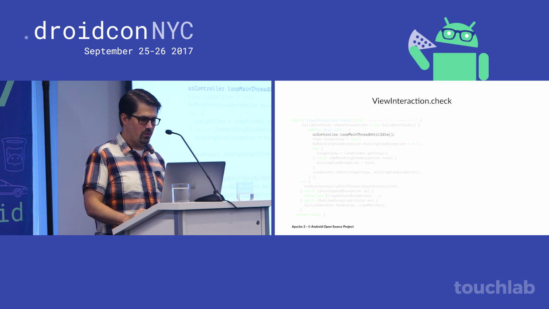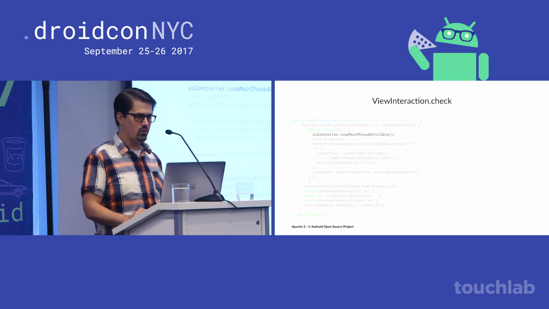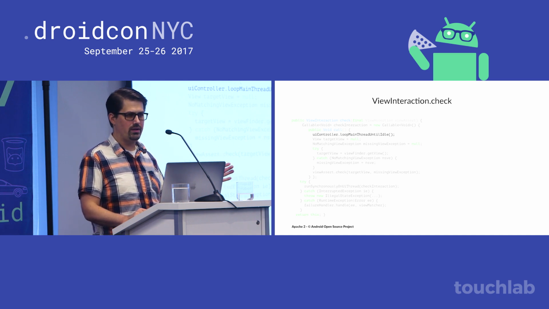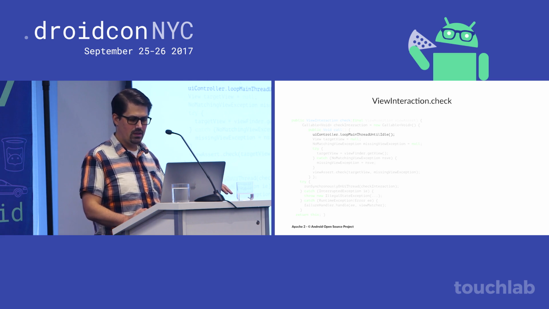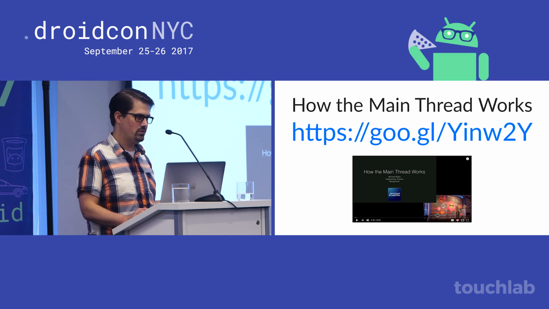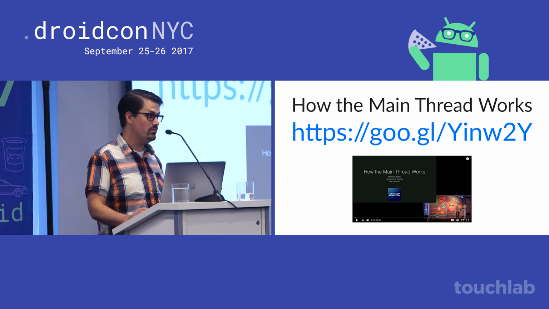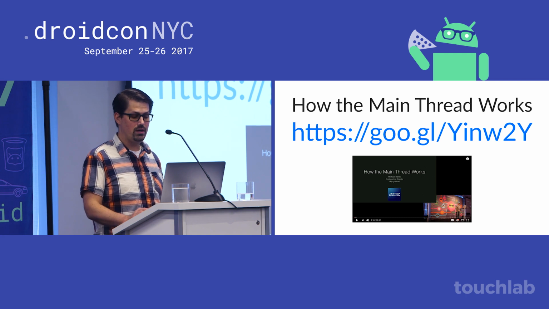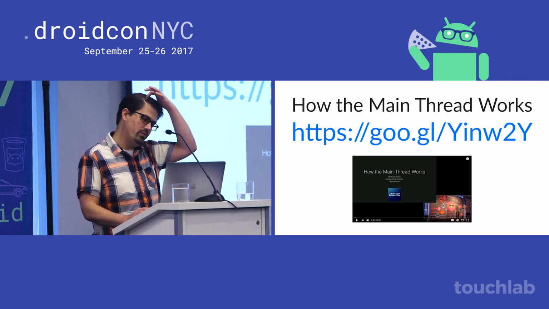So now that we're on the UI thread, we can call UI controller, if you remember that was passed in the constructor of view interaction. We can call that loop main thread until idle. And we're going to dig into what this means. For more context on the main thread and the inner workings and how loopers work and all that, I gave a talk at droidCon NYC 2015 on how the main thread works. So you can watch that one for more context on the inner workings of the main thread.